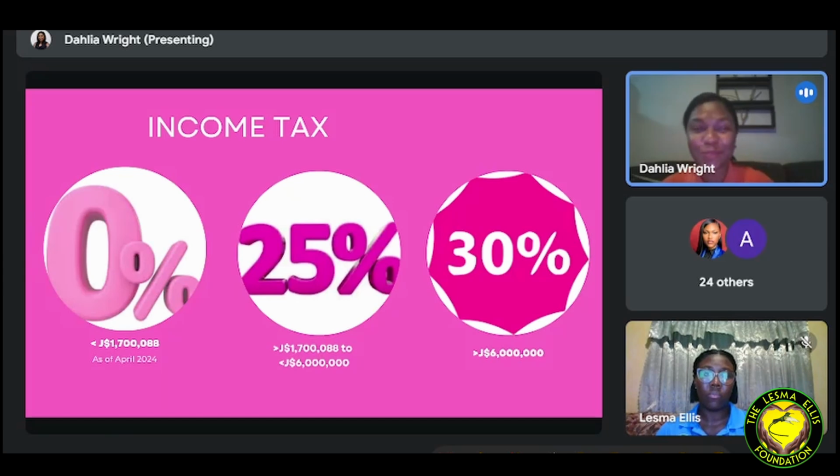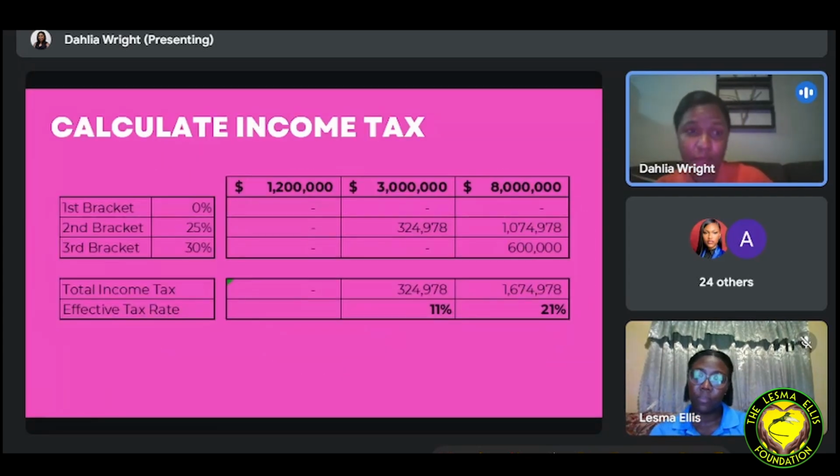And one of the things too is we're a little more highly taxed than other places. So our effective tax rate is going to be a little bit more. So this is how we're going to calculate that money. I have up here three different hypothetical earnings for you. One is 1.2 million, one is 3 million, and one is 8 million. Right now we're just calculating the income tax, nothing else.